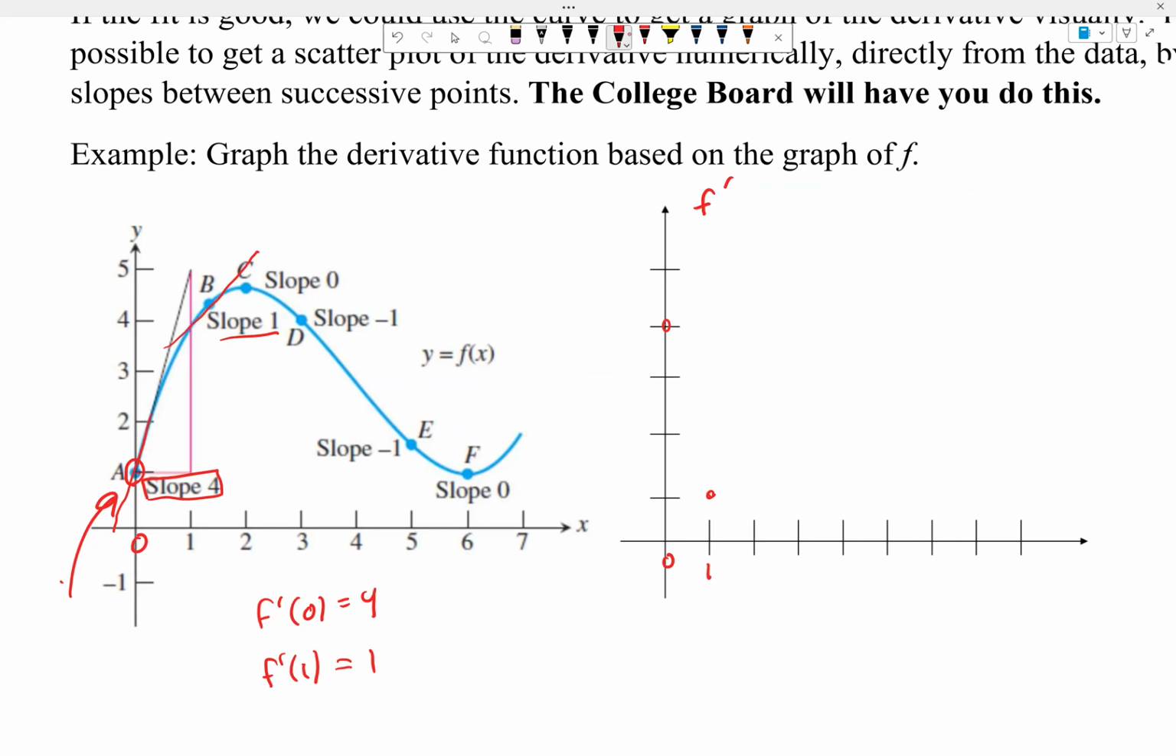And at 2, it looks like the slope is 0. So at 2, how about I put a dot at 0? And at 3, since the slope is -1, here is me going down to -1. And at 5, another -1. And at 6, it looks like it goes to 0. And what happens if I connect the dots? Well, I get something that I would say is the f prime curve. And I did it without using a limit at all. Now, it's not perfect, but it's a reasonable estimate.